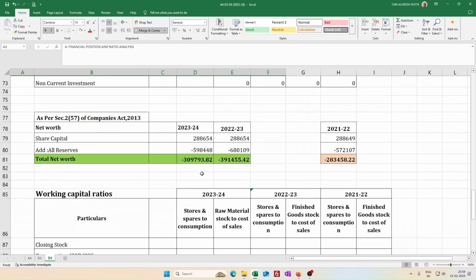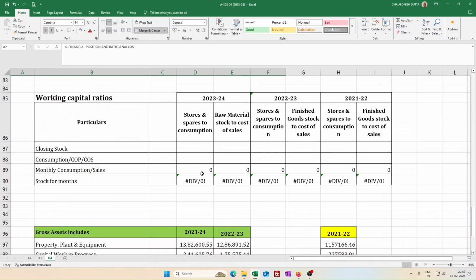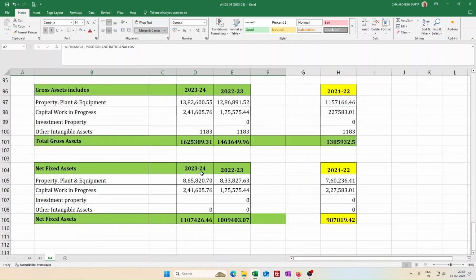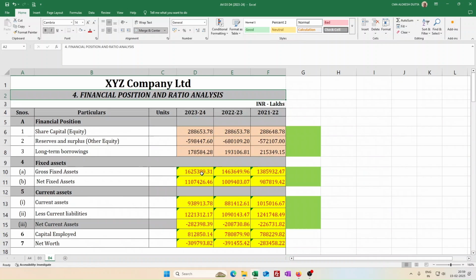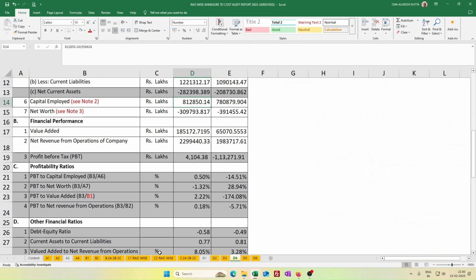Now you have to calculate the assets. This is the total calculation sheet. You have to calculate for capital employed. Now the formula is automatically given, nothing has to be done.